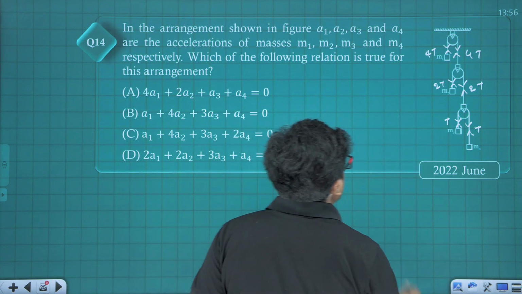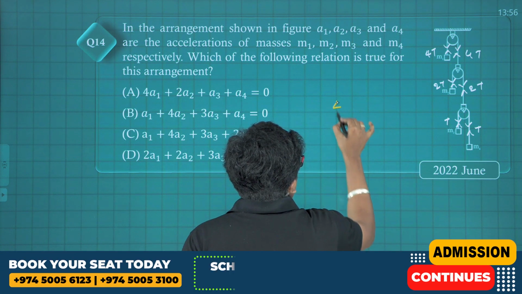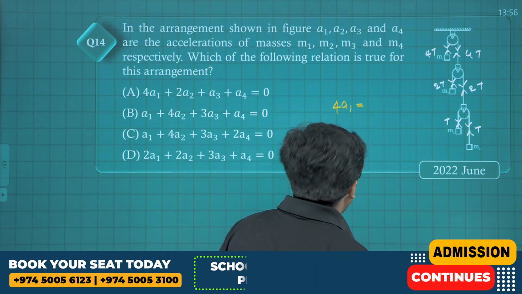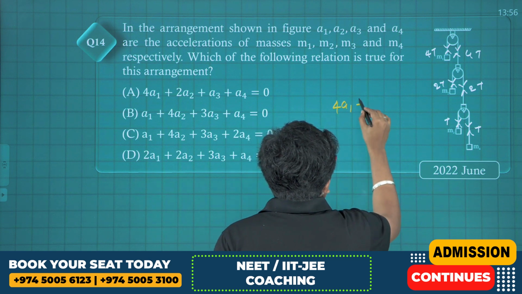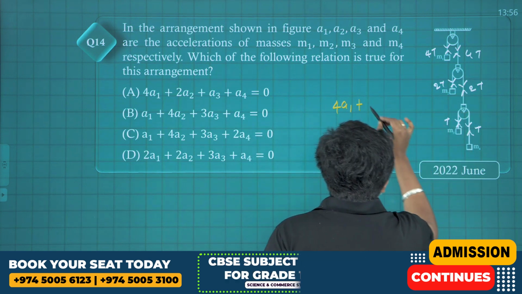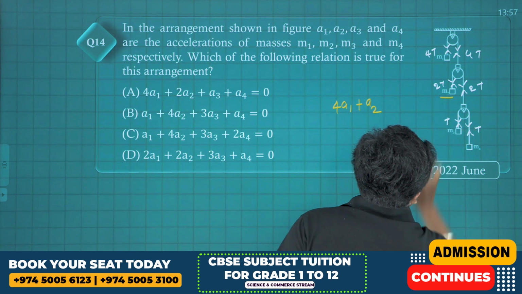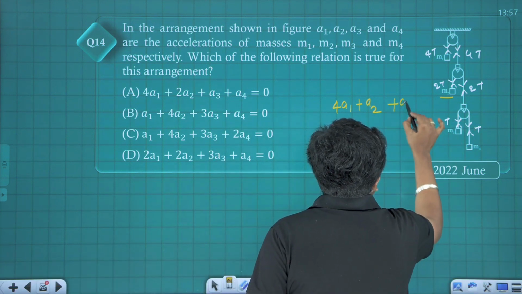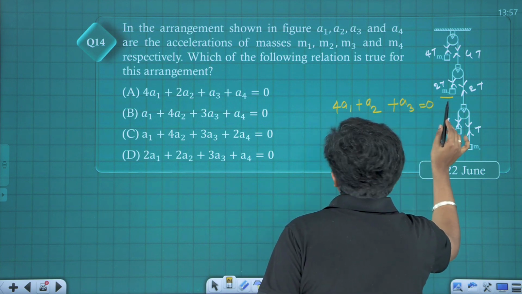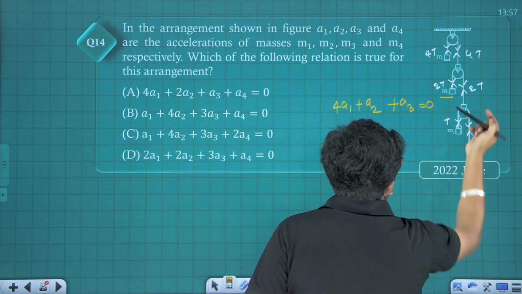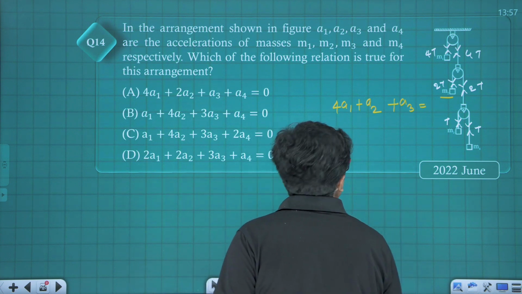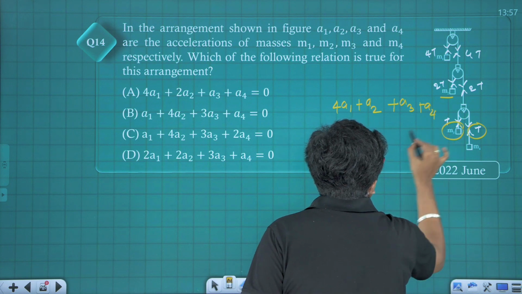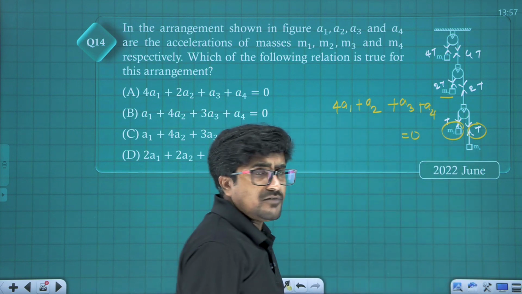From here itself I can go for the relation as 4 times A1 plus, here this is what? 2 times A2. Acceleration of this one is going to be 2 times A2, plus A3 plus A4 should be equal to 0. Constraint relationship. Here this is T and here this is also T. A3 plus A4 should be equal to 0. From here itself it's clear.